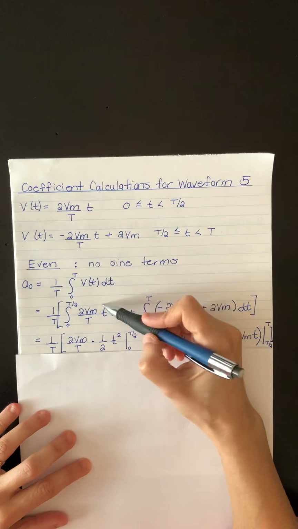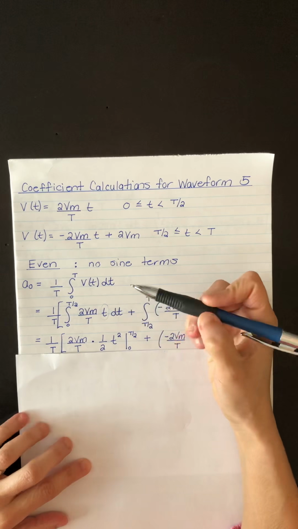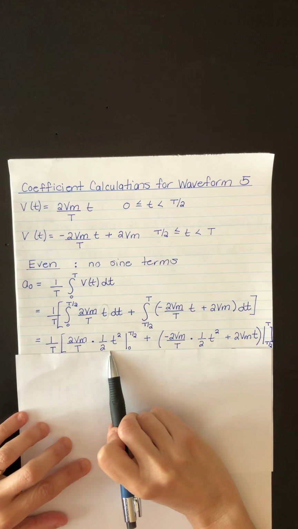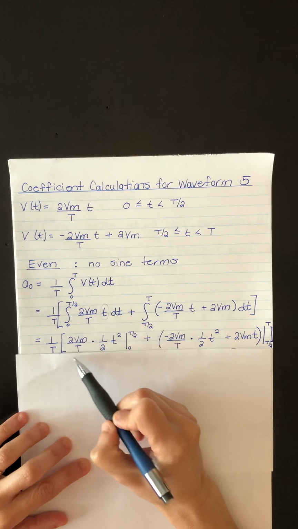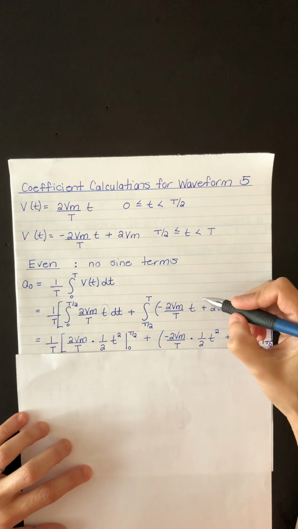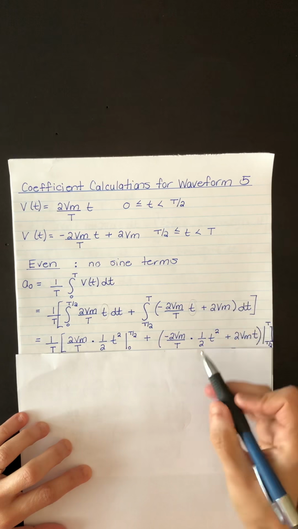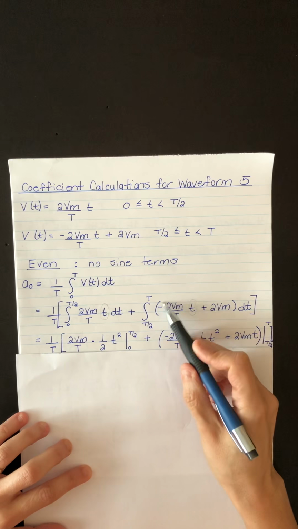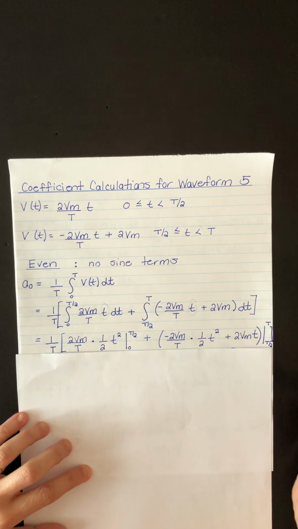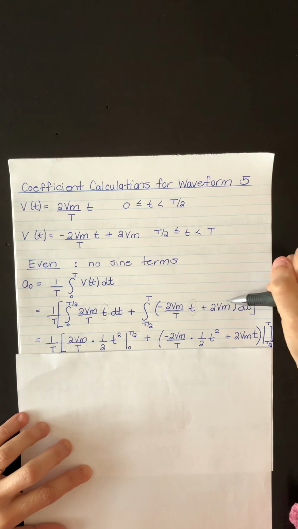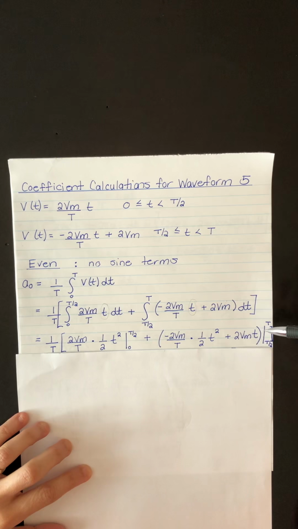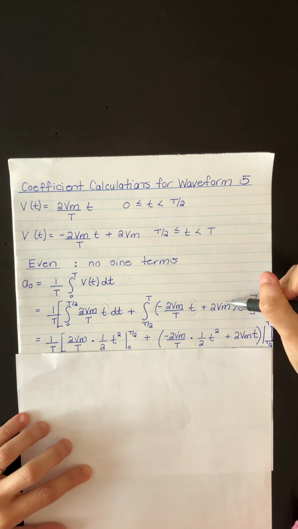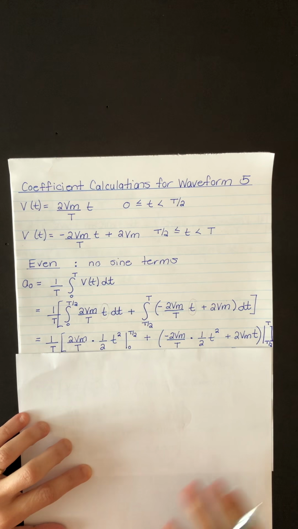So here we are integrating t. We get 1/2 t squared. The constant remains in front. Exactly the same thing here. The integral of t is 1/2 t squared. Its constant is still in front. What is the integral of this constant? It is 2v max times t. When you integrate the constant with respect to time, we get 2v max times t.